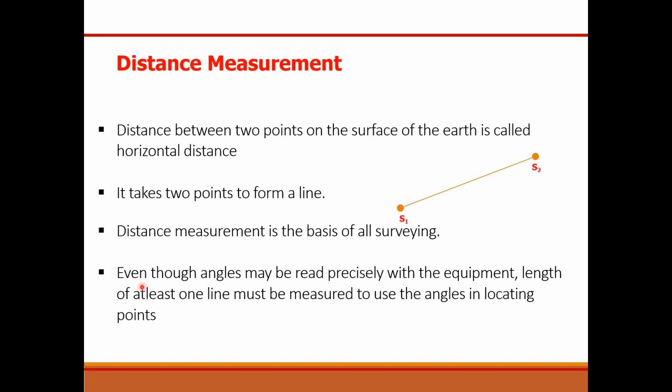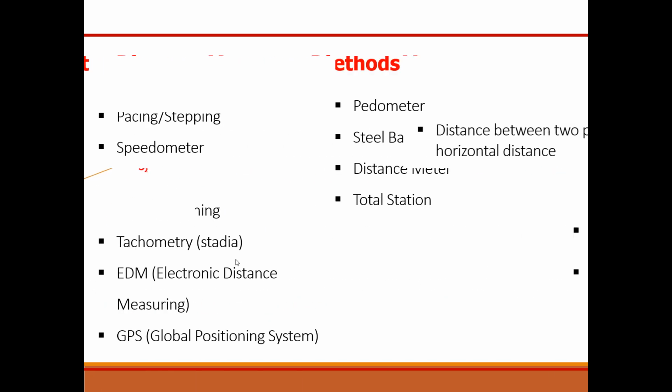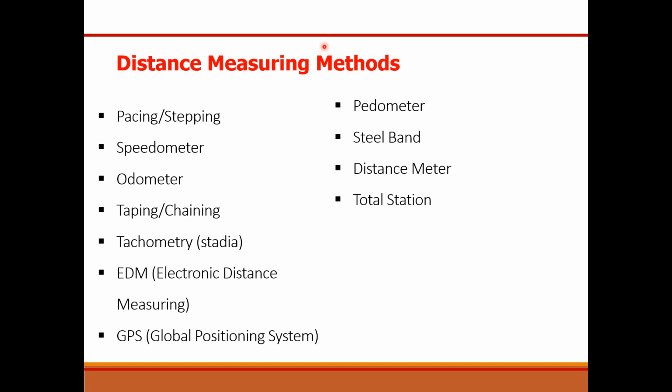Now here is the importance of distance measurement: even though angles may be read precisely with the equipment, the length of at least one line must be measured to use the angles in locating points. There are various methods to find out the distance: pacing or stepping, speedometer, odometer, taping or chaining, tachometry, EDM, GPS, steel band, distance meter, and total station.